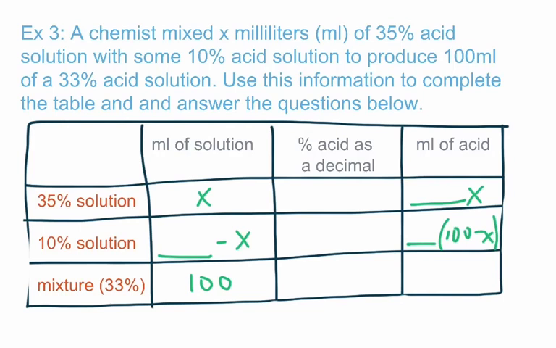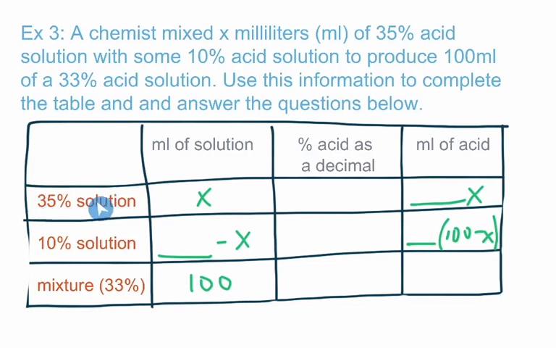When you work on this problem for your homework, you'll be given some information. For example, we're told that the milliliters of 35% solution is going to be X. We're told that there's going to be 100 milliliters of the 33% mixture, but that's about it. Everything else in the table we have to fill in ourselves.